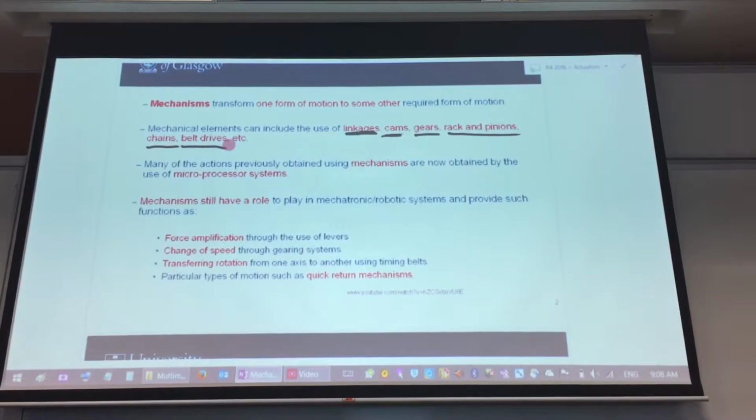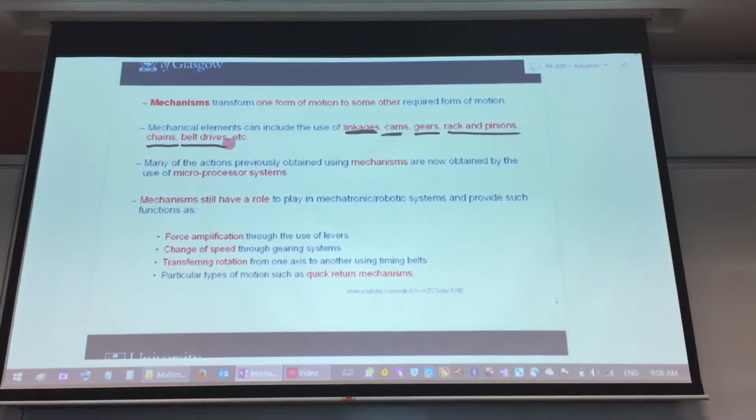If you have friends in MDE, they have a module that I used to be teaching them called Microelectronics in Consumer Products.